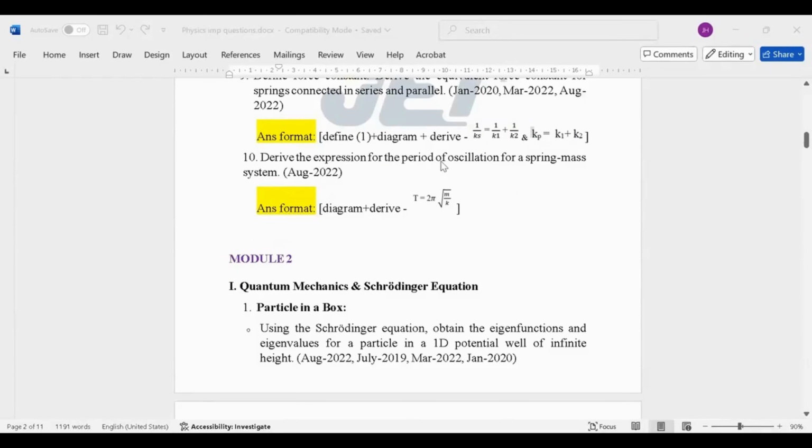Derive the expression for the period of oscillation for a spring mass system. So as usual, diagram, right? Then you're going to derive it. T is equal to 2 pi root over m by k. This is what you're going to derive.